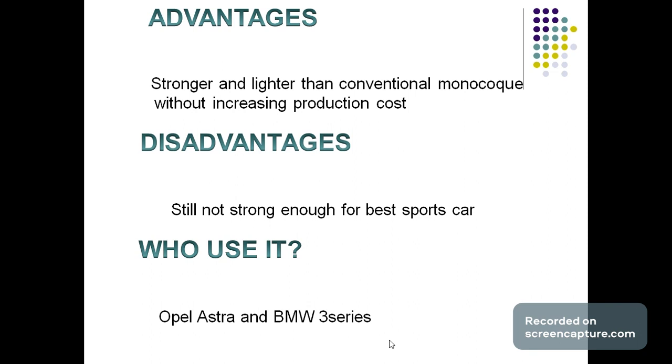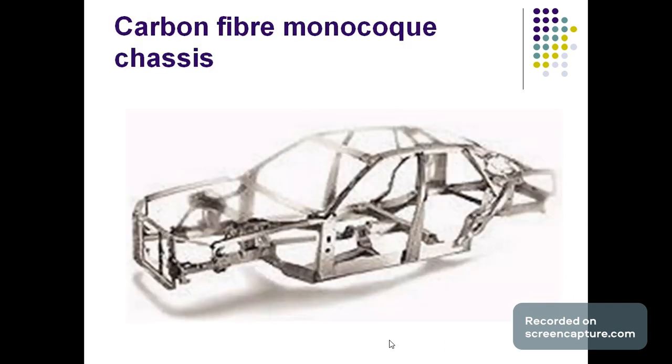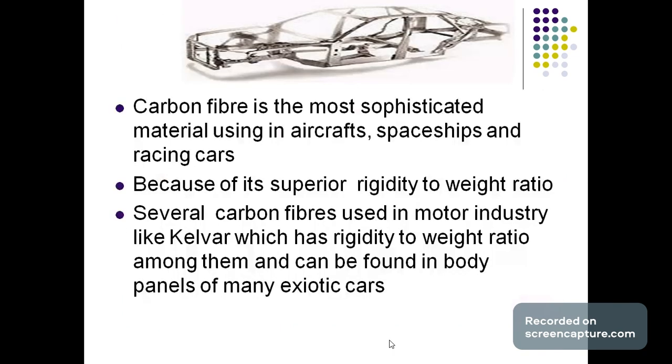The next type of chassis is the carbon fiber monocoque chassis. Carbon fiber is the most sophisticated material used in aircraft, spaceships, and racing cars because of its superior rigidity to weight ratio. Several carbon fibers are used in the motor industry, like Kevlar, which has a high rigidity to weight ratio among them and can be found in body panels of many exotic cars.